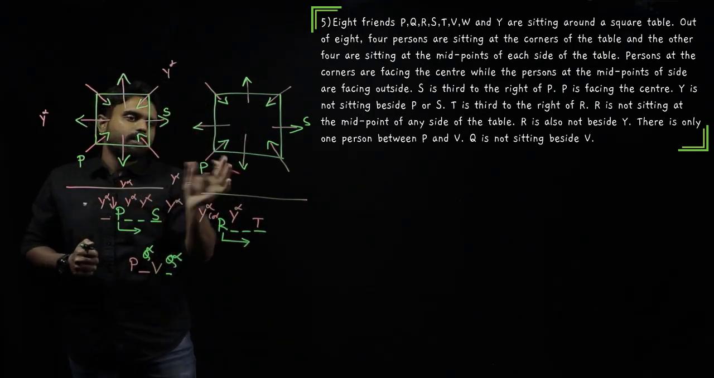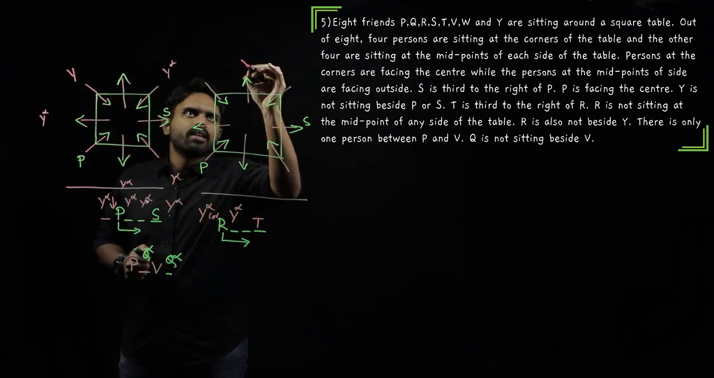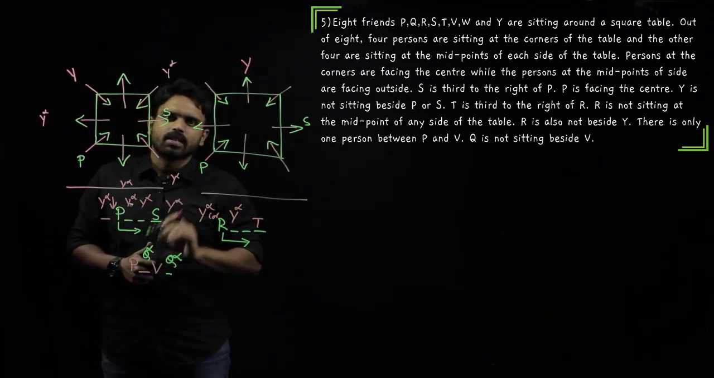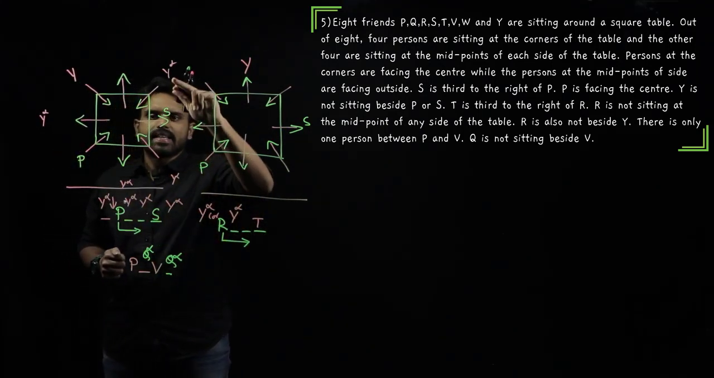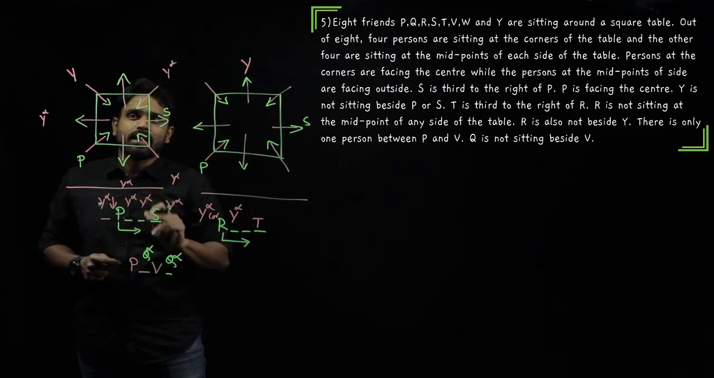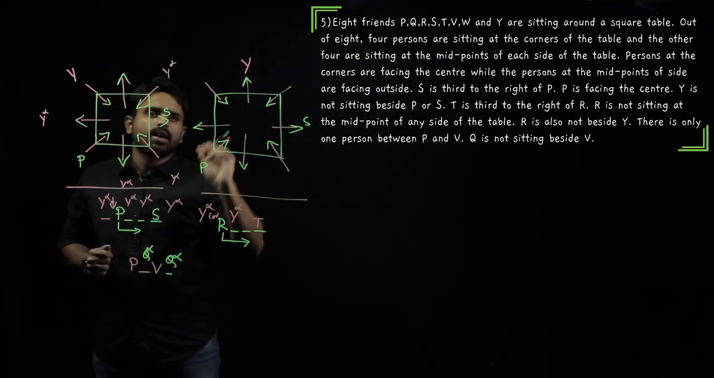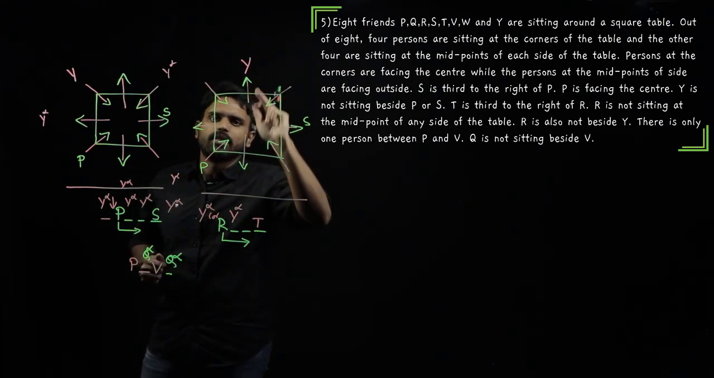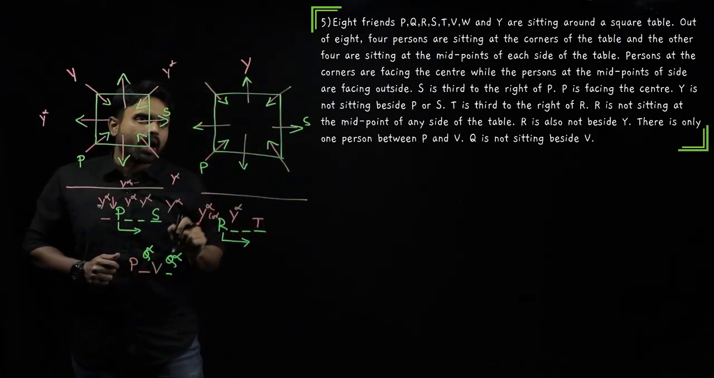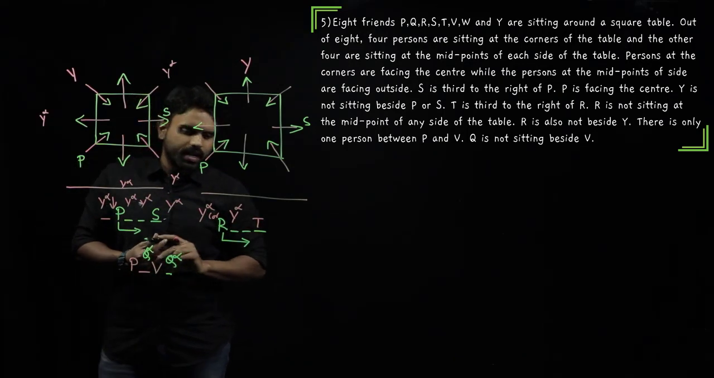तो मुझे दो कंडीशन लेने पड़ गए अब. वाई या फिर इस कॉर्नर पे बैठ सकता है या फिर इस जगह पे बैठ सकता है. समझ रहे हैं आप? वाई पी के अगल बगल नहीं आ सकता, ना एस के अगल बगल आ सकता है. तो वाई इन दो जगहों पर आ सकता है. अब इन दो जगह पर मुझे दो कंडीशन बनाने पड़ेंगे. एक तो आएगा वाई कॉर्नर पे, दूसरा आएगा मिड पॉइंट ऑफ द टेबल पे, साइड के मिडल में. ये अपना कंडीशन पूरा खत्म हो गया, तो दूसरे कंडीशन पे चलते हैं.